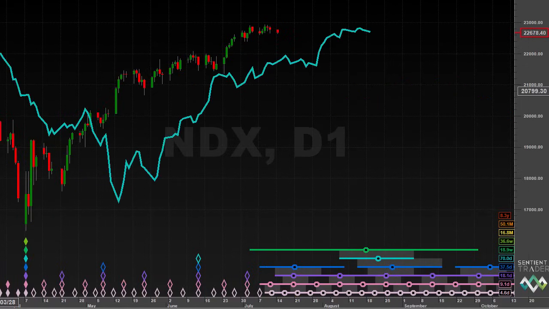What about the recent perfect cycle action? Here you can see it happening. Here is the 80-day cycle trough, and indeed, price found approximate support at the level of the 80-day cycle FLD.